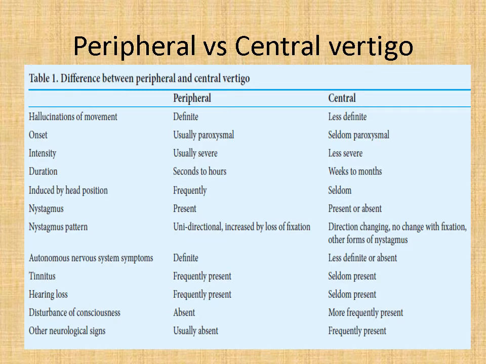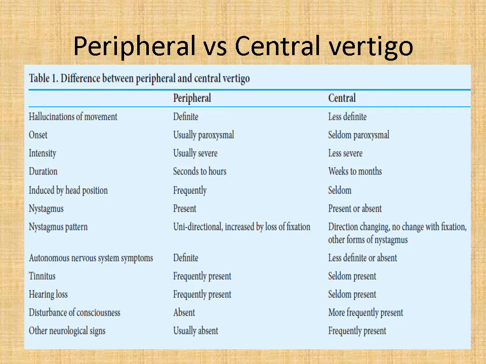Vertigo is divided into peripheral causes of vertigo and central causes of vertigo, or central vertigo. How can we differentiate between the two? The most important points we can differentiate by: the onset of the vertigo is usually paroxysmal in cases of peripheral. What does paroxysmal mean? It comes in sudden attacks, whereas in central it's not.